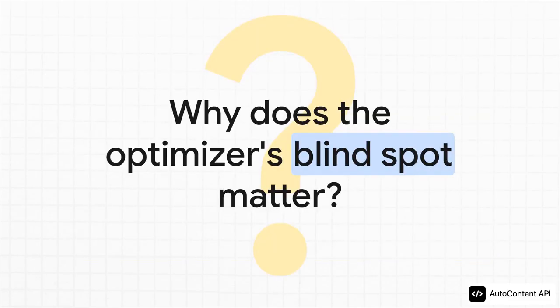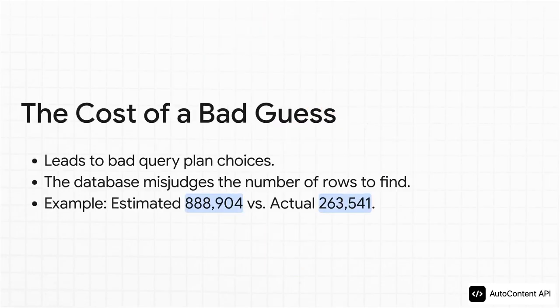So what? Why is this blind spot even a problem? Well, it's a problem because the database has to guess. It has to come up with a plan for fetching all your data without knowing if it's looking for 10 rows or 10 million rows. And a bad guess leads to a very bad plan. I mean, just look at this real-world example. The database estimated it would find almost 900,000 rows, but the actual number was only about 260,000. It was off by more than 500,000. This kind of massive miscalculation can cause the database to pick a super slow, inefficient way to get your data, and that can grind your whole application to a halt.